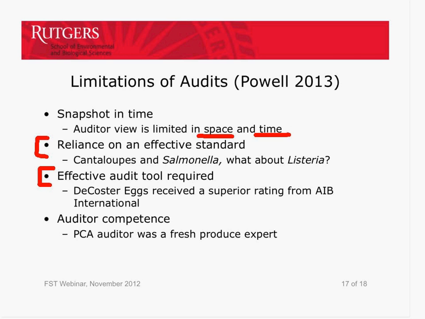For example, I think it's pretty well known now that DeCoster Eggs, which is an egg company in Iowa, caused a huge salmonella outbreak. I think it was a year or more ago now. This particular company had received a superior rating on their last audit from A&B International. So one of the questions we have to ask is what was actually in that auditing tool? An audit is a checklist, and believe me, checklists are a wonderful, wonderful thing.